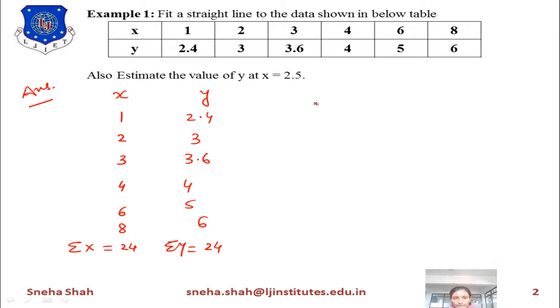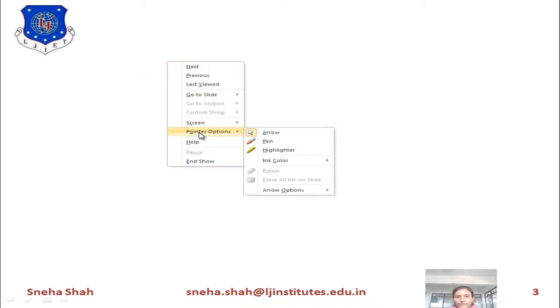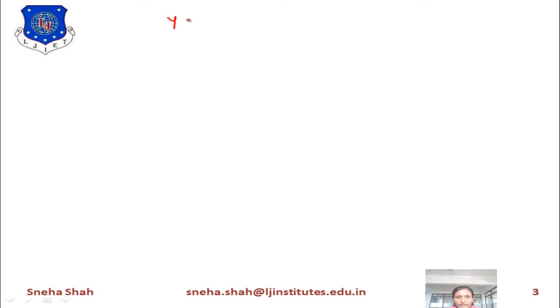Now I want to find the equation of y. The equation of the line is y equals a plus bx. To find the constants a and b, first we multiply this equation by 1 and take the sum on both sides. So we get summation y equals a times summation of 1, which gives n, plus b summation x. Here we need the values of summation y and summation x, which we have already found.